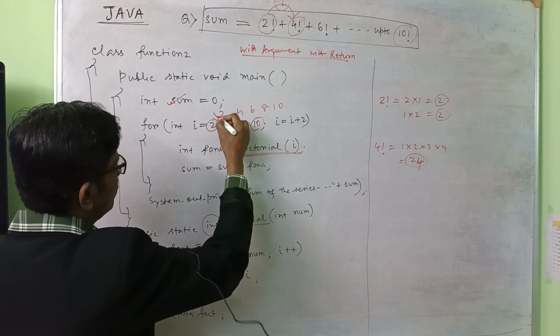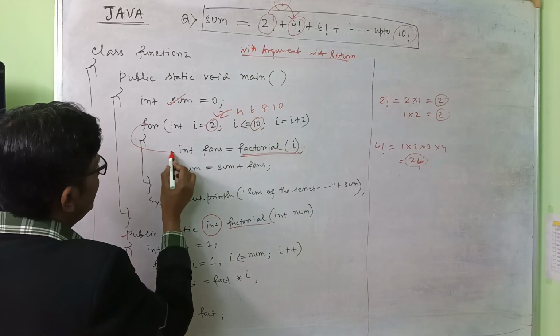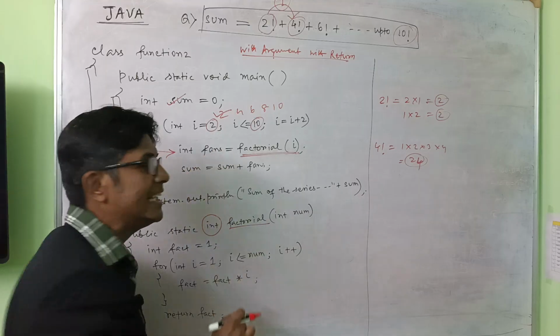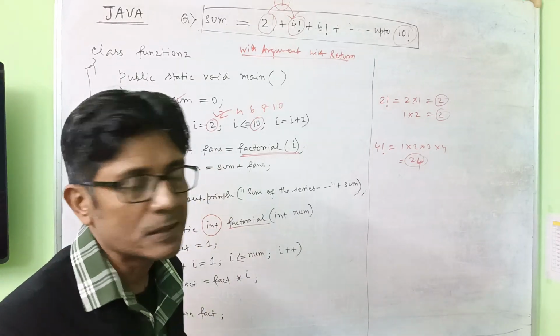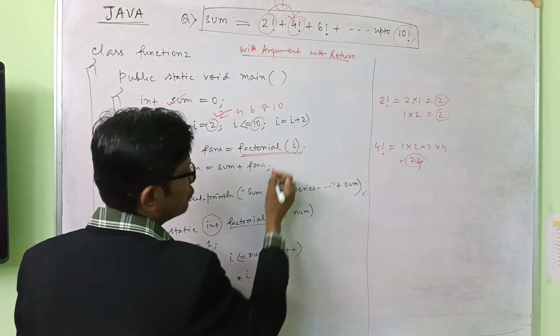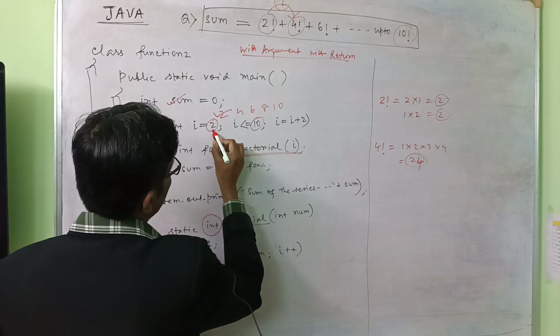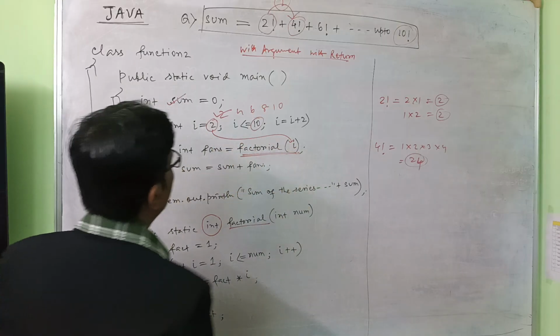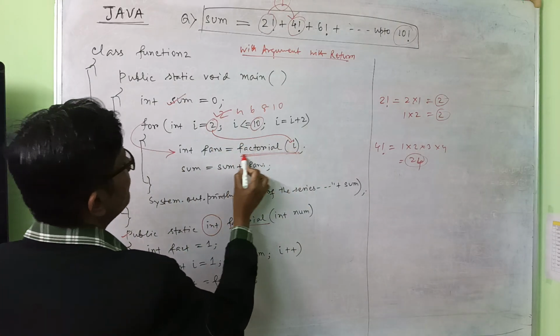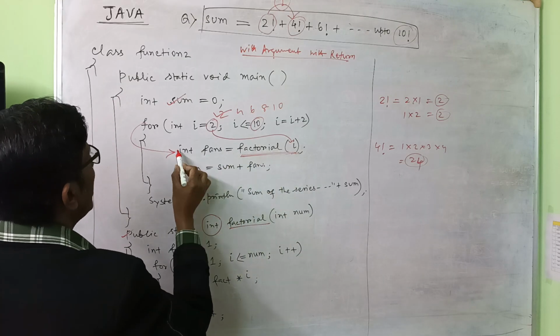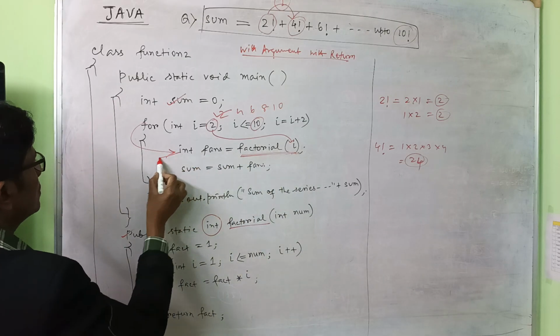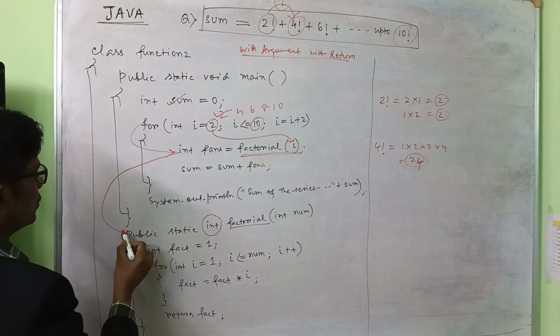So you see that when i equals 2, it comes inside fans, meaning factorial answer. This is factorial, meaning factorial answer. Factorial of 2, the i value is 2. So this 2 is coming here. And the computer, whenever it comes to this line, comes out. Where does it come out? It comes out for this line.